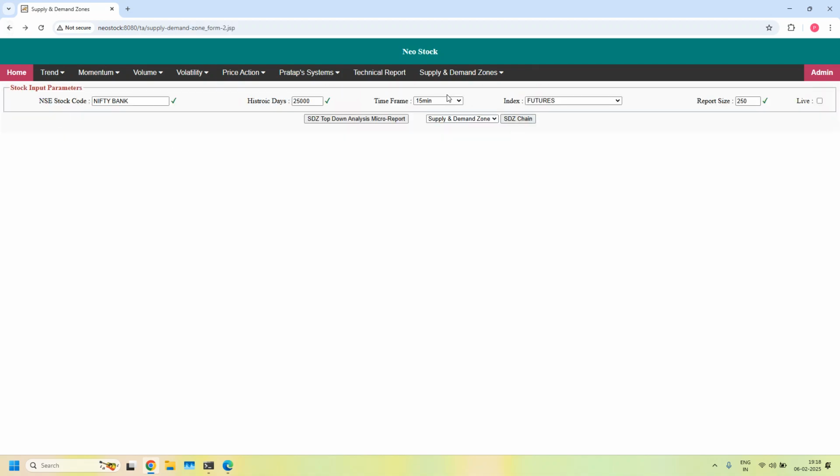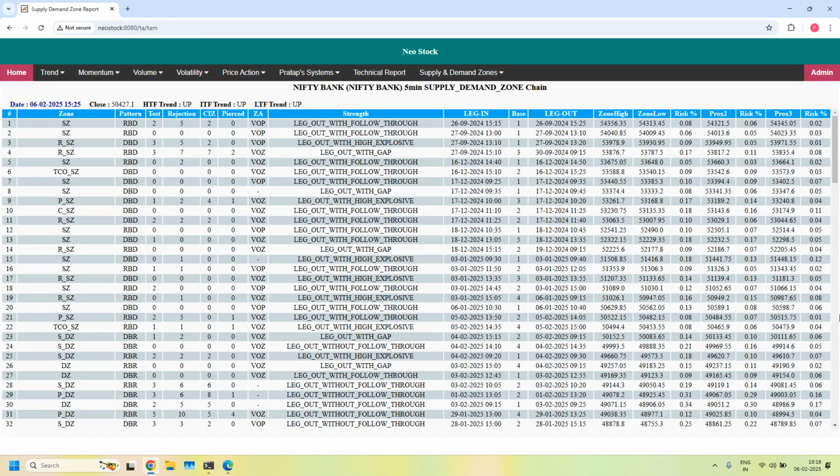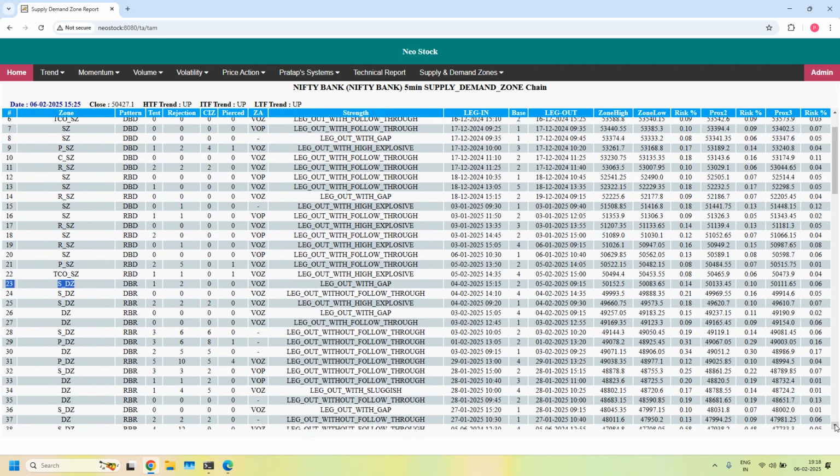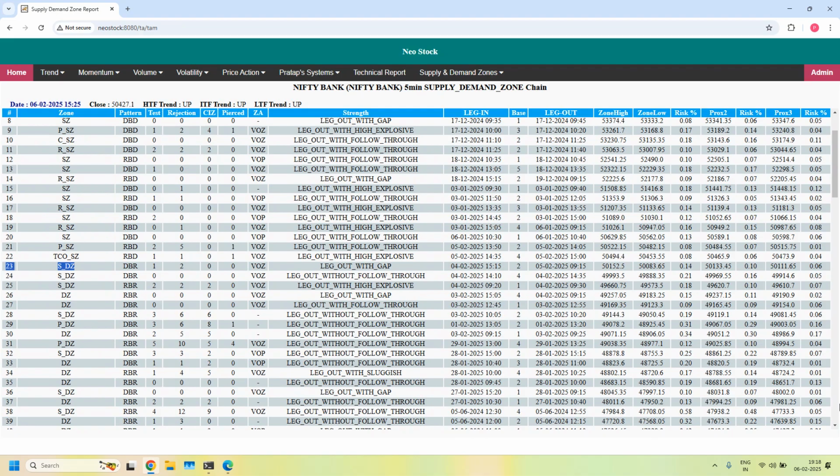Next, 5 minutes supply demand zone chain for Bank Nifty. Twenty-third is the nearest 5 minutes demand zone to the current closing price. Let me put it in the center. Okay. So this is about 5 minutes supply demand zone chain for Bank Nifty.